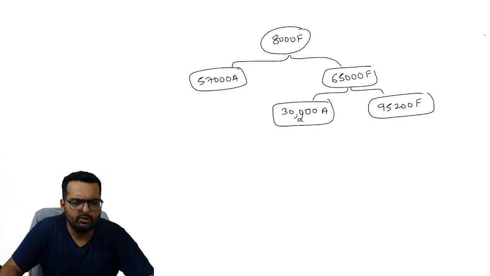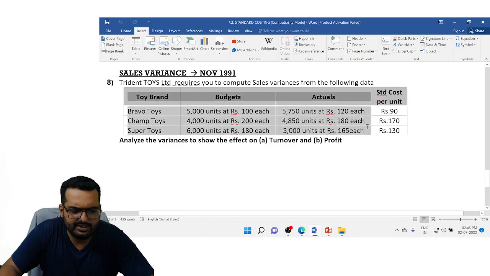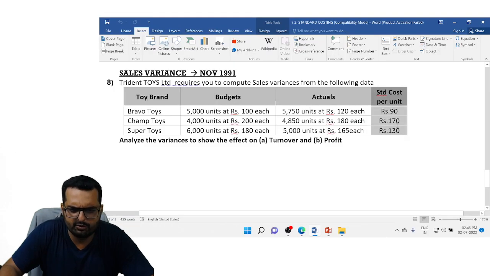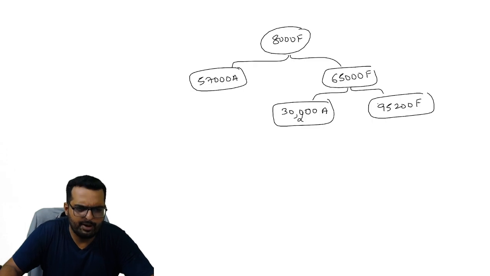Done. All right. So friends, we are done with the sales variance. Now what we will do is we'll go to the next part. Have they given the cost also over here? Okay. From this, we can now find out the profit variances.